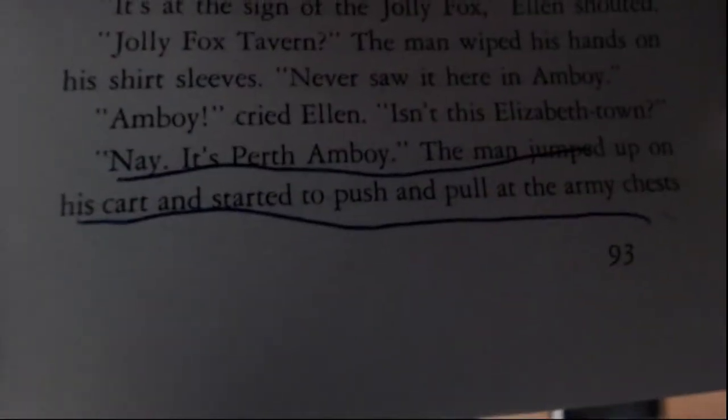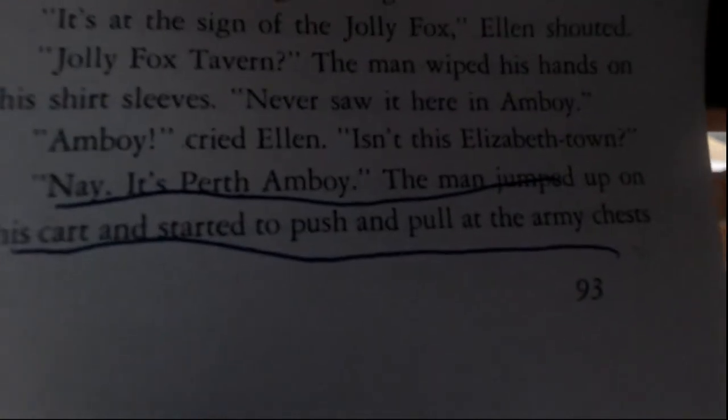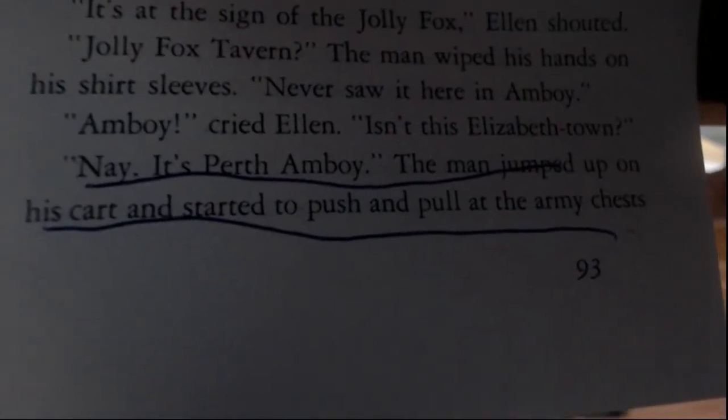So, actually on page 94, at the very top we see Ellen is talking to a man that is working here in Perth Amboy. Actually, let's back up to page 93. Ellen asks, isn't this Elizabethtown? And a man says, nay, it's Perth Amboy. And then over here, it says, Elizabeth is back there. The man pointed with his chin back along the shore, about 10 miles or so. And so Perth Amboy is a town that's across the river from New York City, like Elizabethtown, but it's about 10 miles away from there.